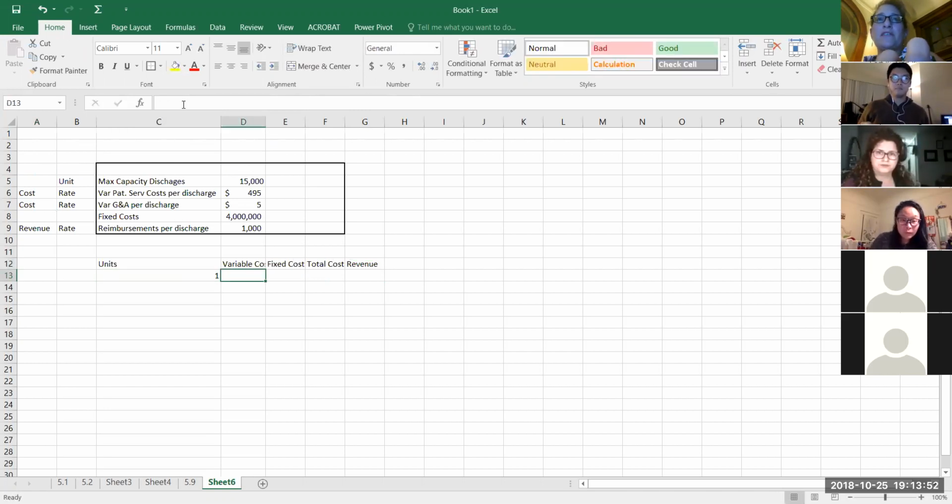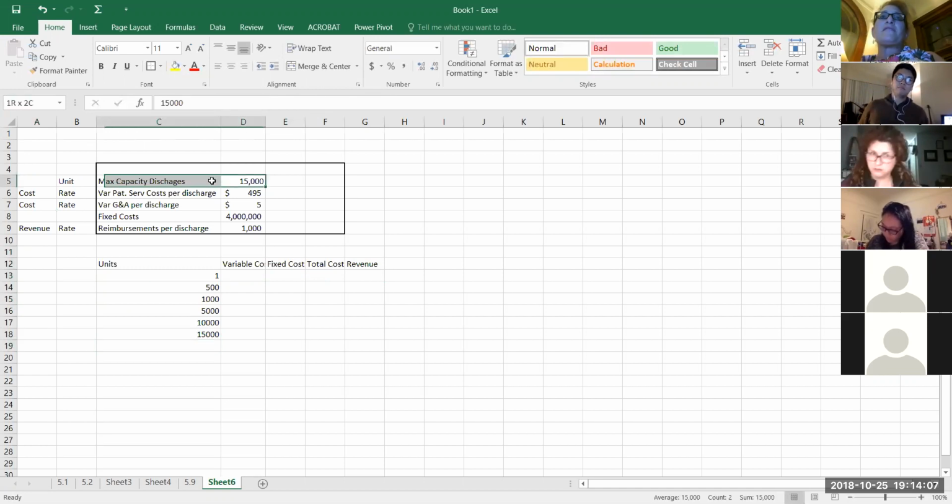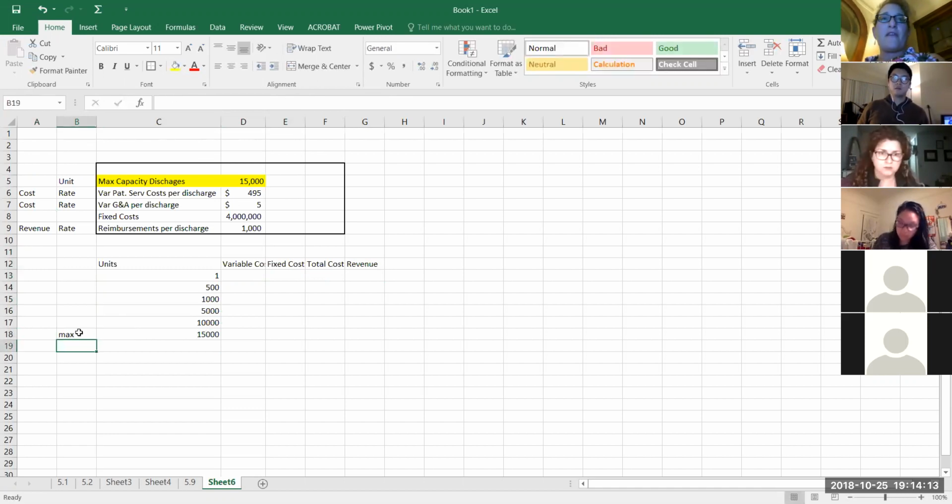So we're going to put in different values, whatever we want. Let's say we put 1, 500, 1,000, 5,000, 10,000, and then the maximum number of discharges, remember up here, is 15. So that's 15,000. That's the max number that we can have. We can't go any higher than that.